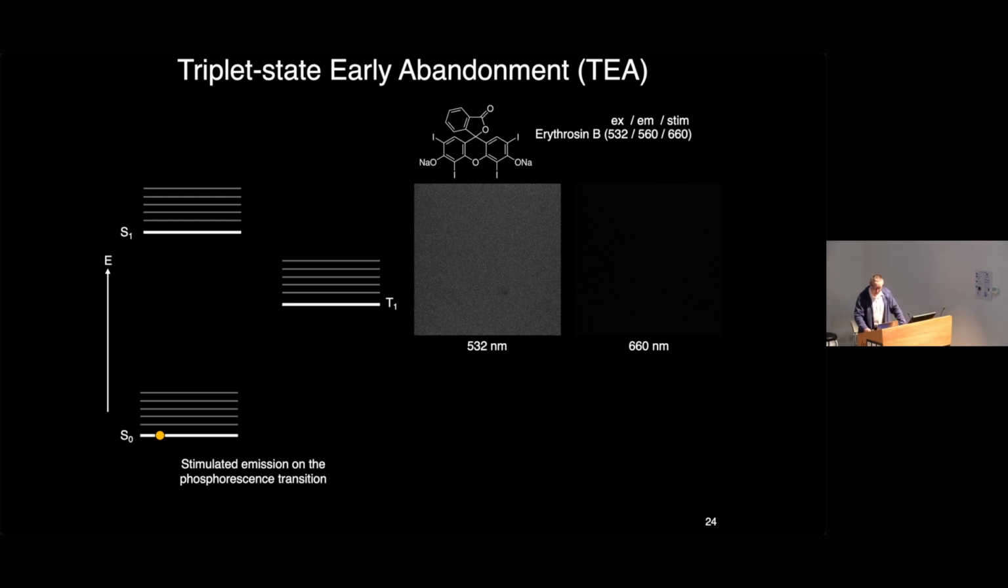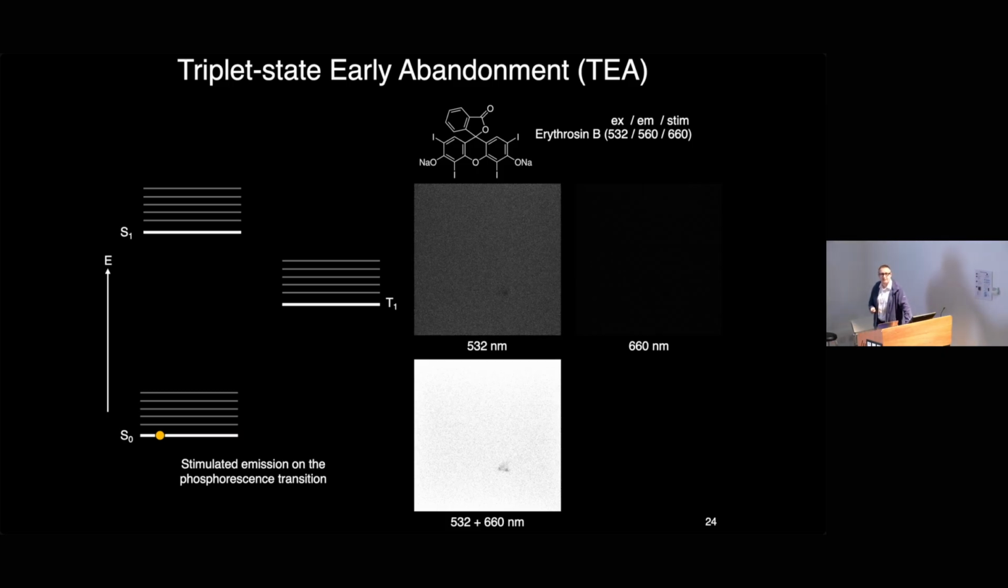And then we put both on together. And we see that we get much more signal. And so this seems to be working. This 660 light is now pumping triplets back to this emissive singlet manifold. And if you quantify how much more signal we get, it's about fourfold more.